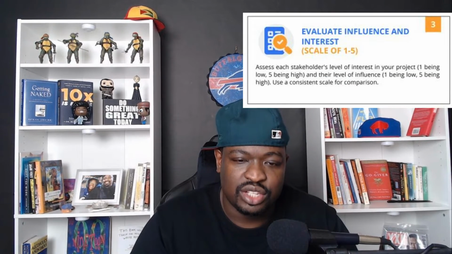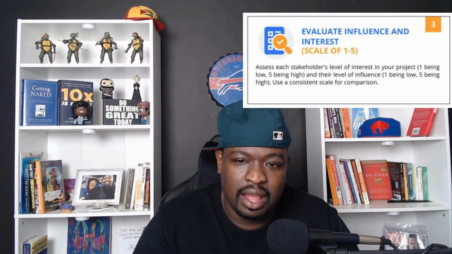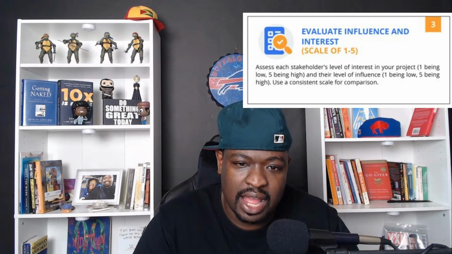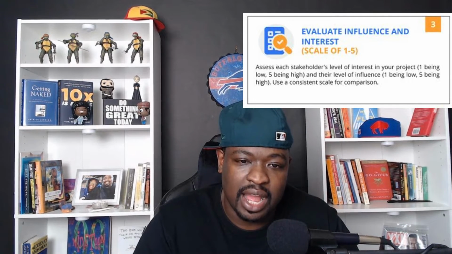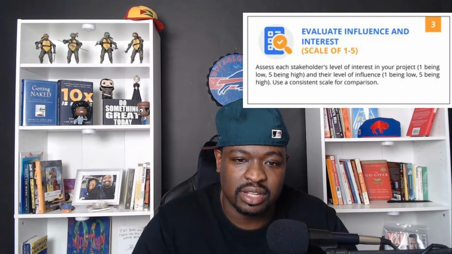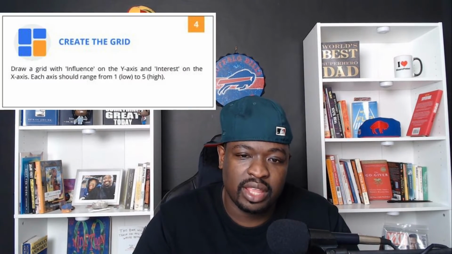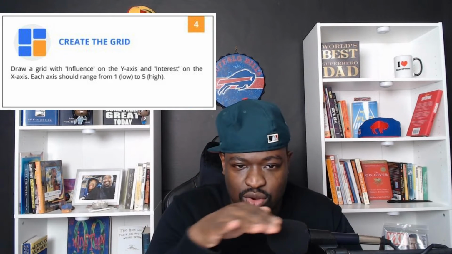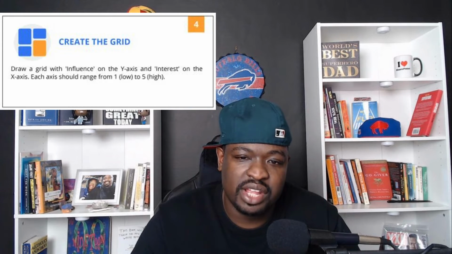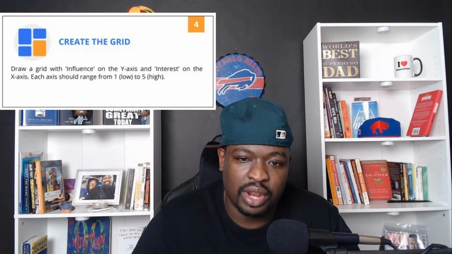Now, number 3, you evaluate influence and interest. So assess each stakeholder's level of interest in your project, 1 being low and 5 being high, and then their level of influence, 1 being low, 5 being high. Use a consistent scale for comparison. So we're doing interest and influence. All right, now he says create the grid. Draw a grid with the influence on the y-axis, up and down, and interest on the x-axis, across the bottom. And each axis should range from 1 to 5. In other words, from low to high.